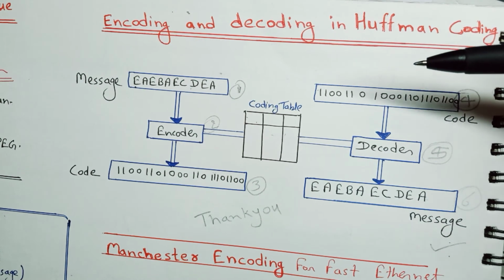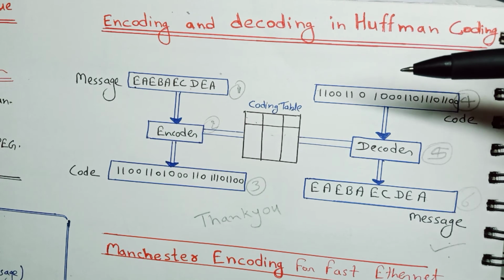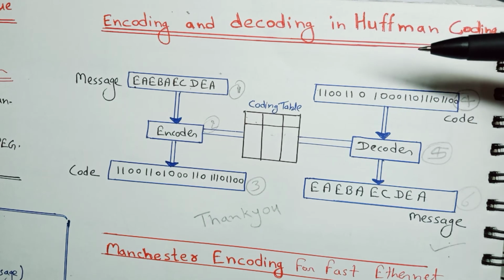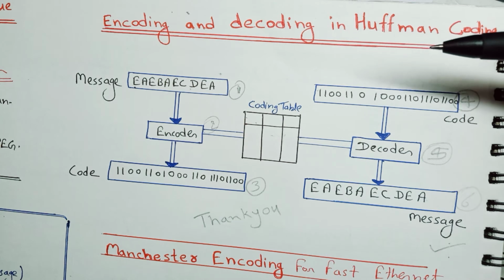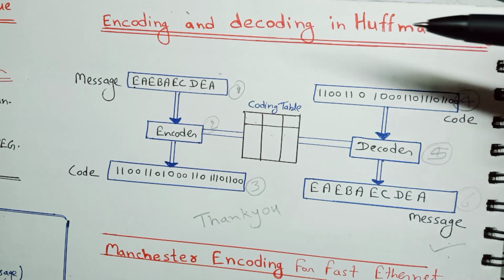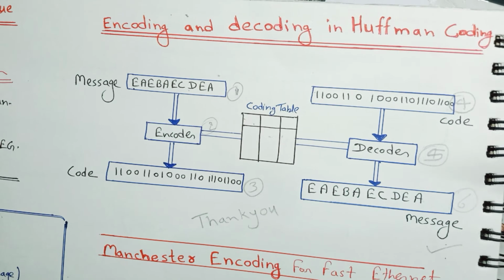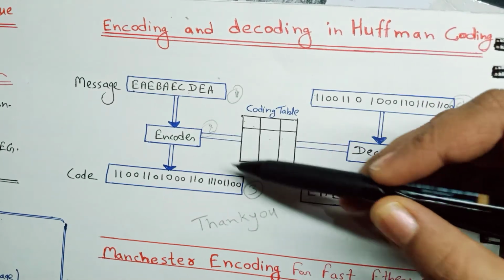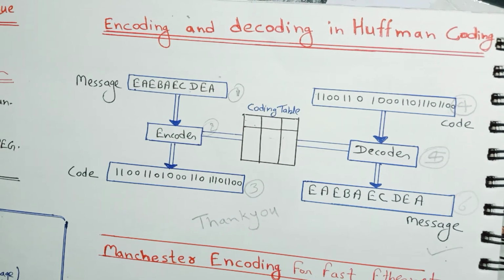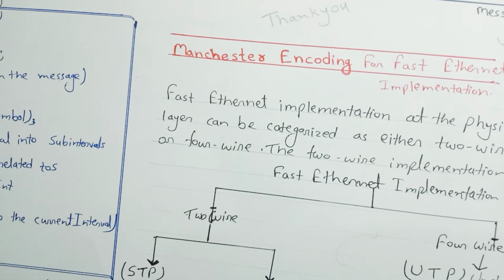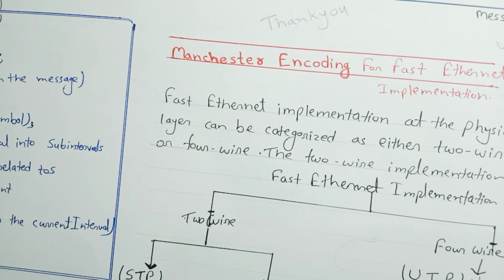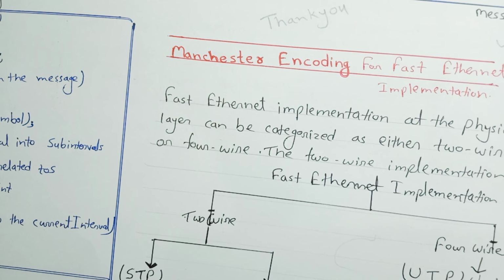This is also called Huffman coding. There are 6 steps: 1, 2, 3, 4, 5, 6. Now you can see Manchester encoding for fast Ethernet implementation.